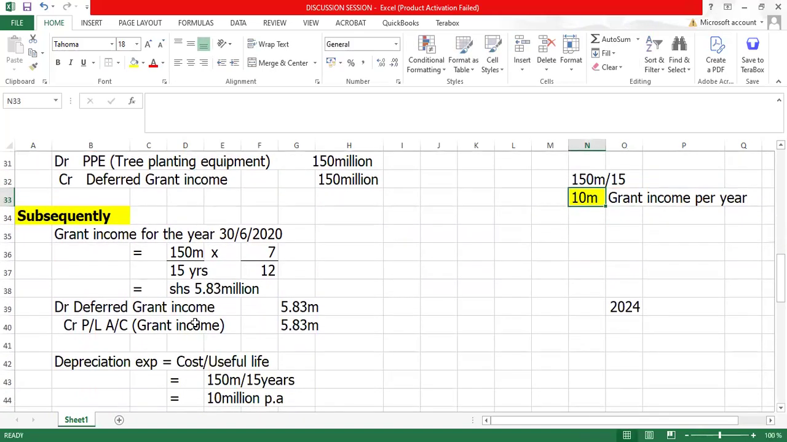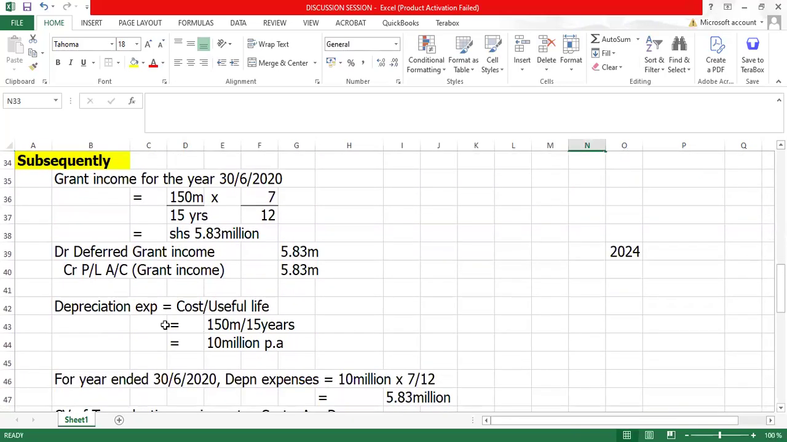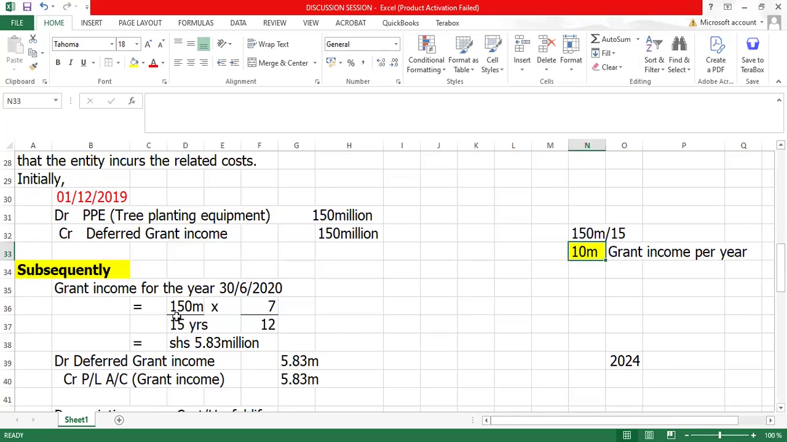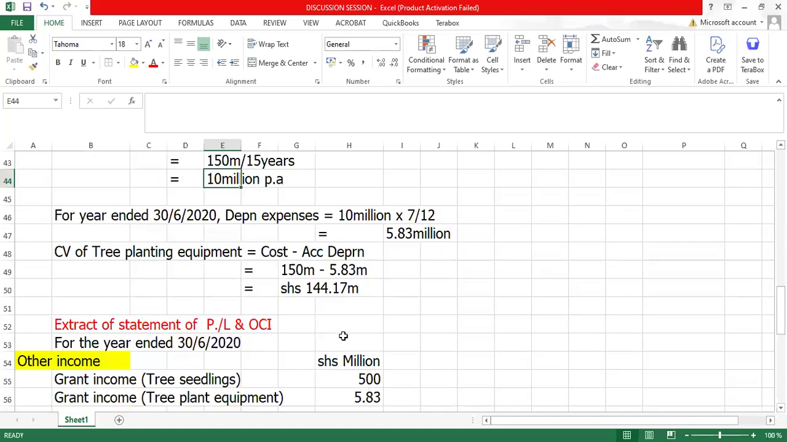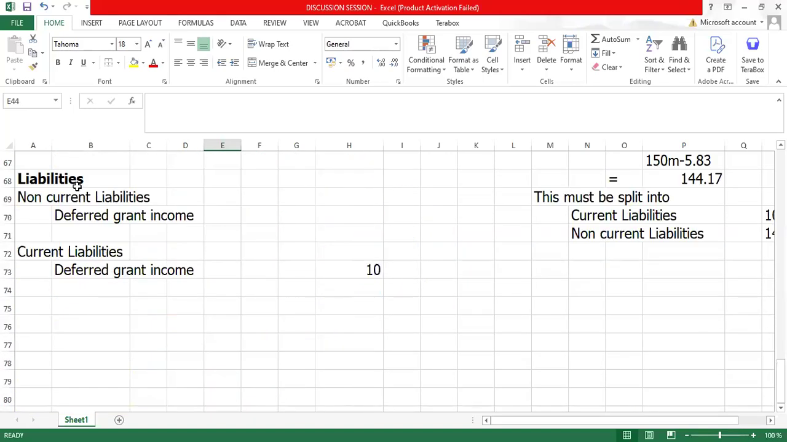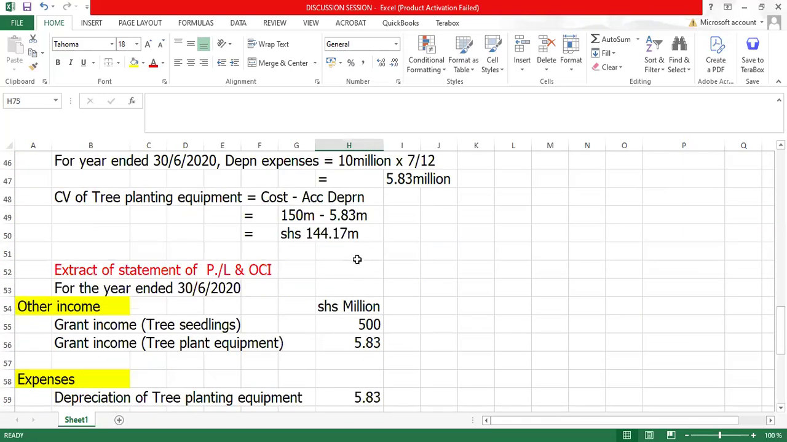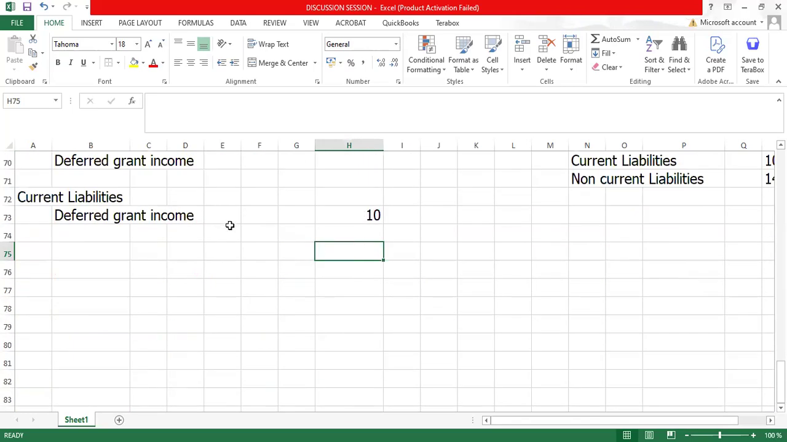Here we time apportioned because it was the first year, and in that first year, we had used the asset for only 7 months. That's why we had to apportion. Okay, so take note with liability, we don't time apportion. If it is a current liability, we don't time apportion. You just get the deferred grant income, the total divided by the number of years. What you get is your current liability.